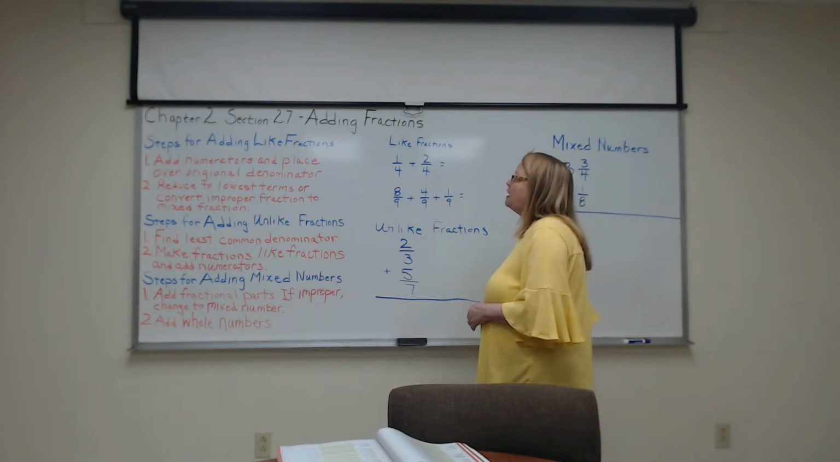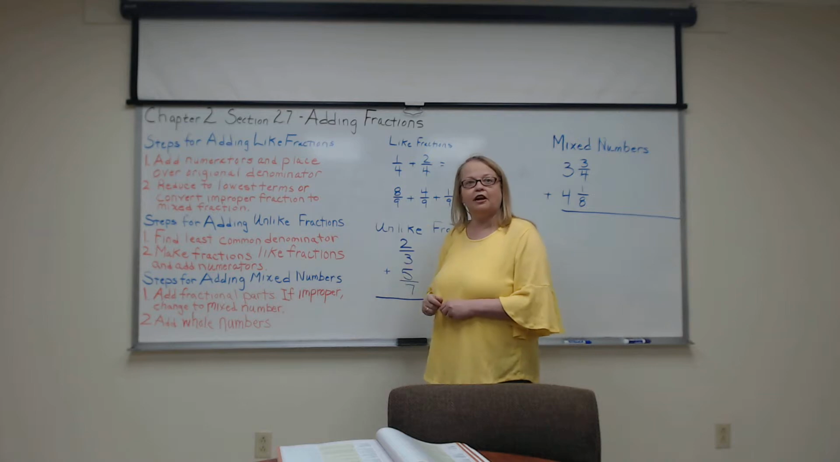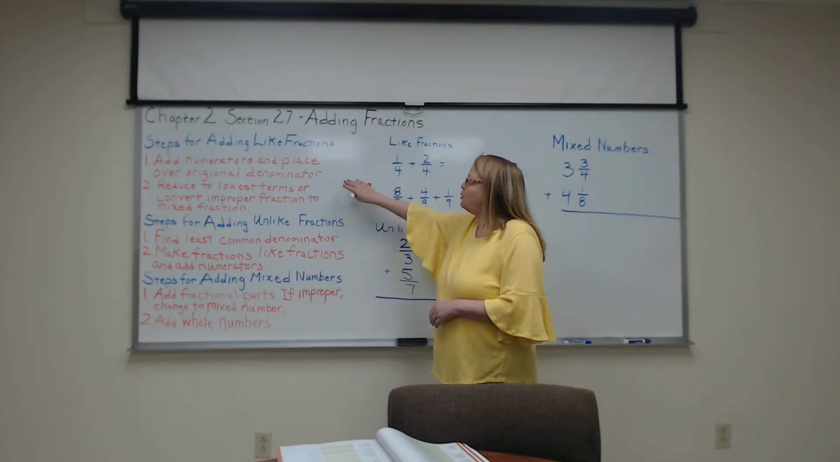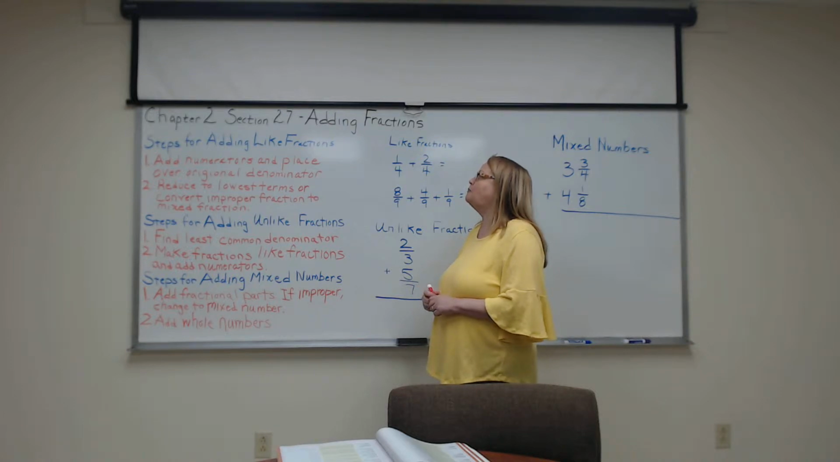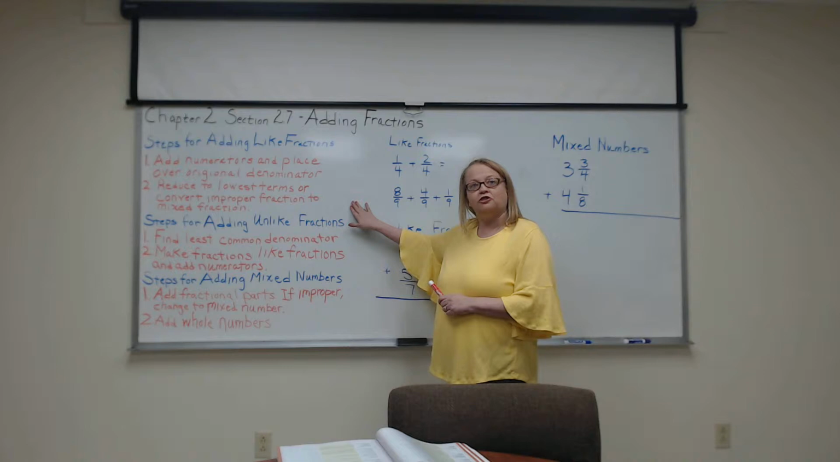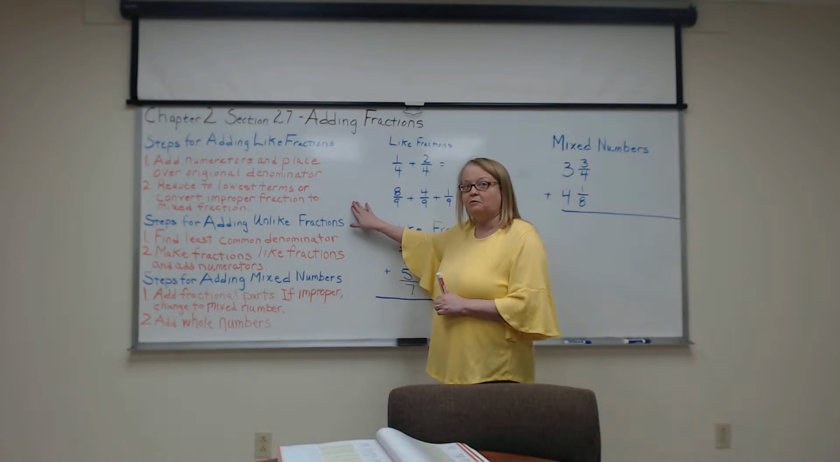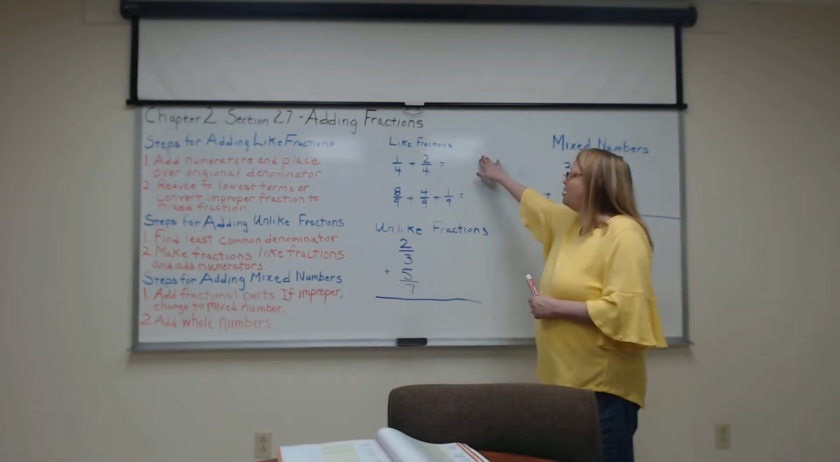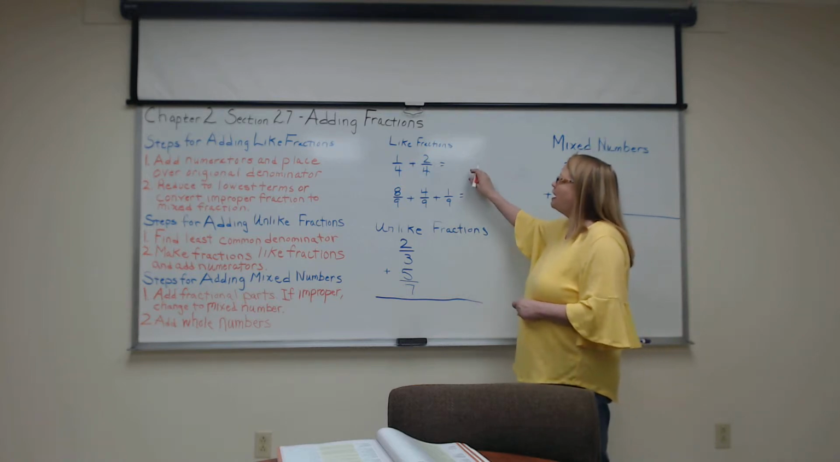With the first one here, steps for adding like fractions, when they're like, it's fairly simple. You add the numerators and you place your total over the original denominator. You do reduce to lowest terms or change an improper fraction to a mixed number, if that's the case. That's how you answer with fractions. So let's take a look, and we're going to do the like fractions that I have here.